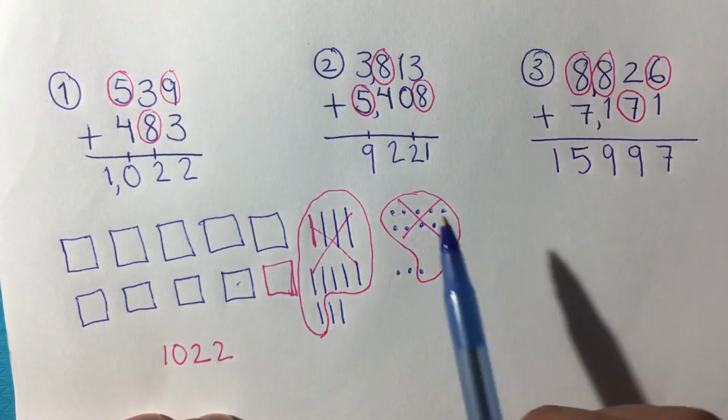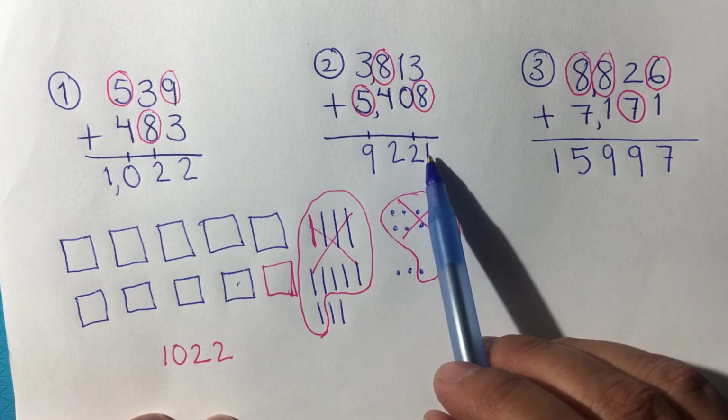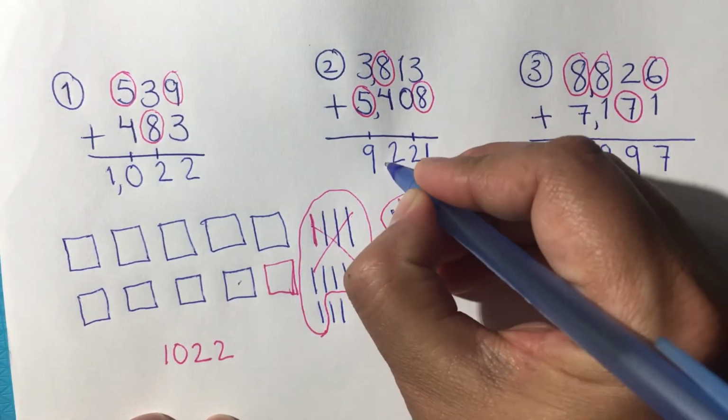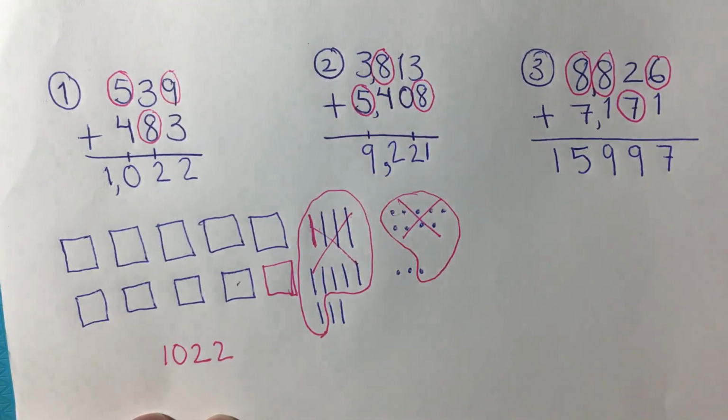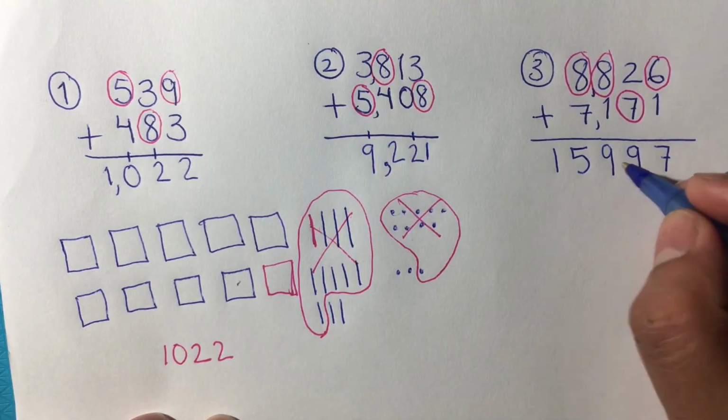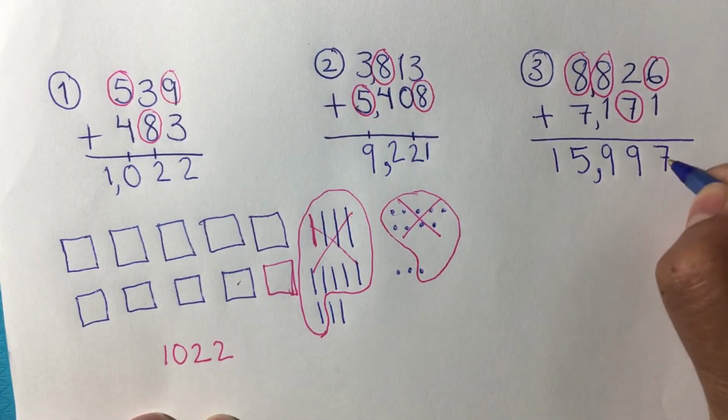In here, I'm going to count, and I didn't in here, but it's going to count 1, 2, 3, and you put a comma to separate the thousands. In here, the same, 1, 2, 3, and then you put a comma. You always start counting from the right.